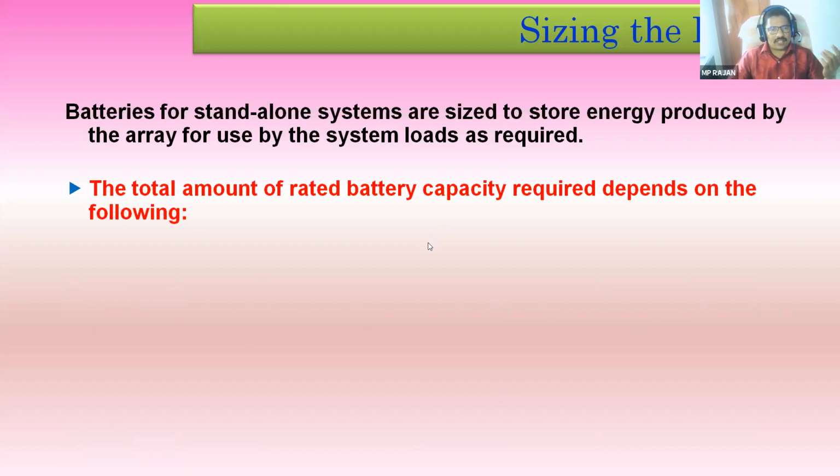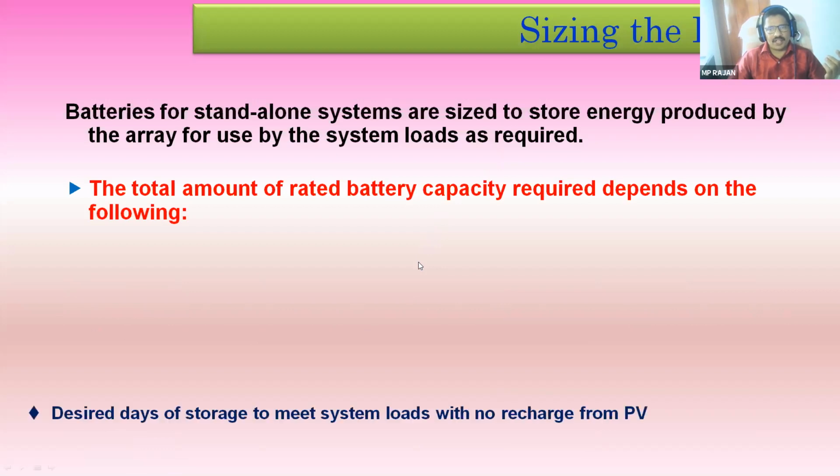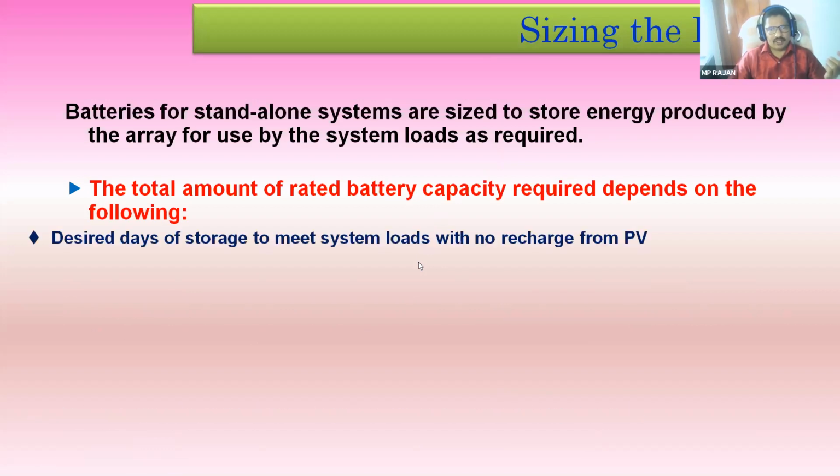Now, next is the sizing of battery. Now, batteries. After selecting the inverter, you have to go for the battery. We have studied something about the battery. So what are the things we have to consider while selecting the battery? Number one is the days of storage.